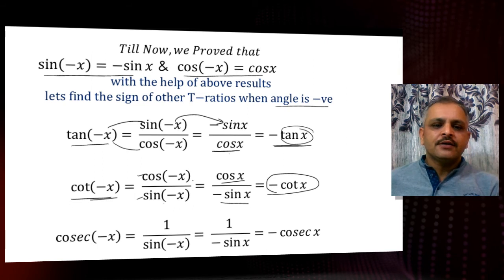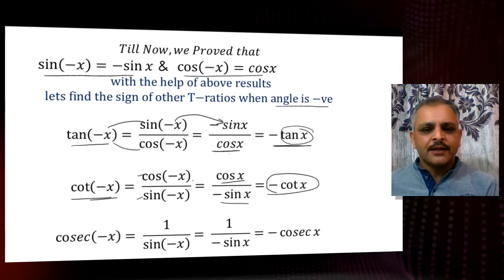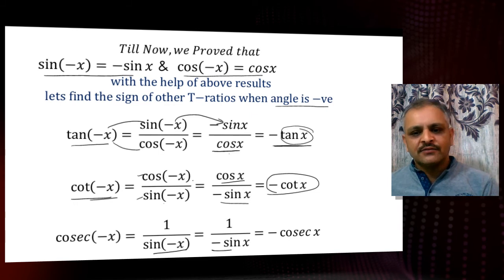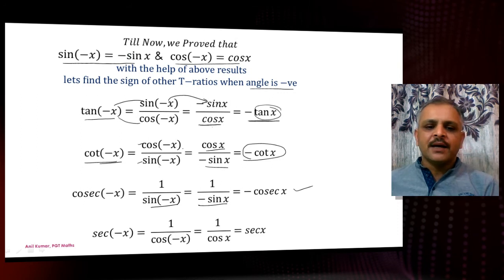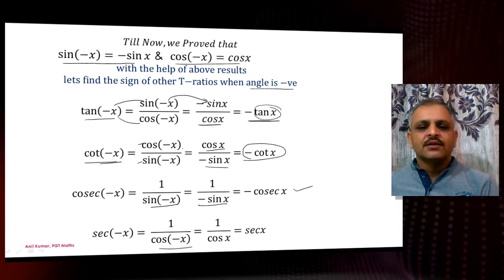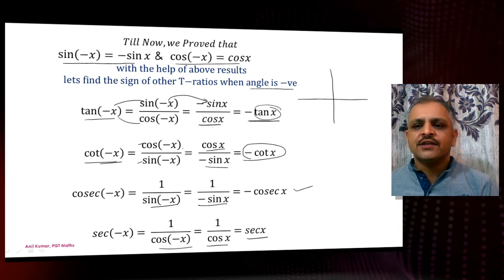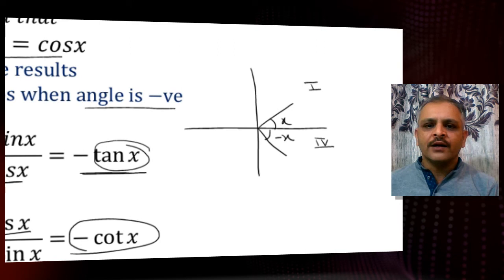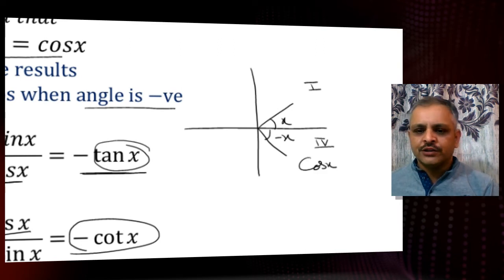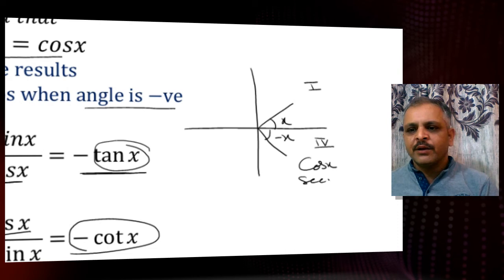Cosecant(minus x), if we see, cosecant is the reciprocal of sine, so 1 by sine(minus x), whereas sine(minus x) is minus of sine x, which gives minus cosecant x. And secant(minus x) is 1 by cos(minus x). So 1 by cos(minus x) is 1 by cos x, and 1 by cos x is sec x. So we can conclude like this: if I change this angle from x to minus x, then we switch from quadrant number 1 to quadrant number 4, and in the fourth quadrant cos x will remain positive and its reciprocal secant x will remain positive. The rest of the other trigonometric ratios will be negative.